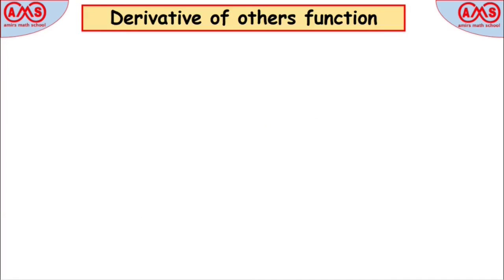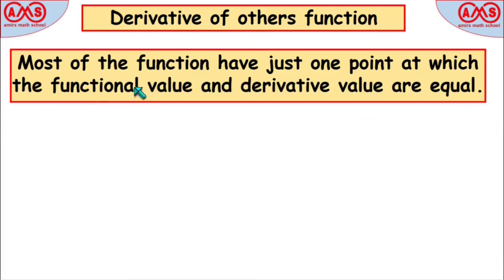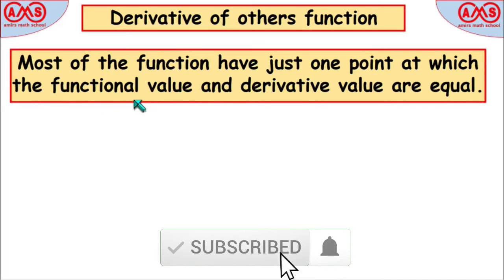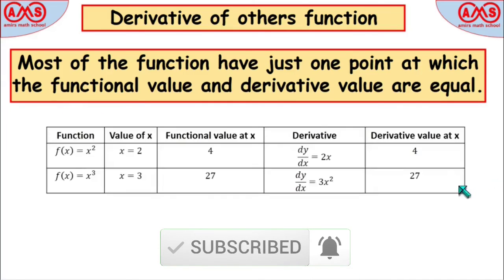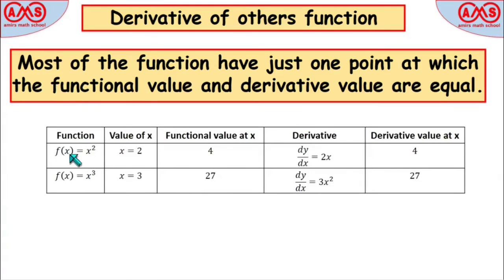Now let's see the derivative of other functions and why this e to the power x is exceptional. That is the special function for this case. For finding derivatives, e to the power x is very much a special function compared with the derivatives of other functions. Most functions have just one point at which the functional value and the derivative value are equal. Let's see it. If we take the function f of x equal to x squared, at x equal to 2, the functional value is 4. If we find the derivative of f of x, that will be 2x, and at x equal to 2, the value of the derivative will be 4.